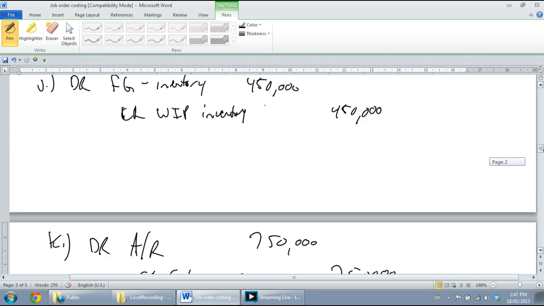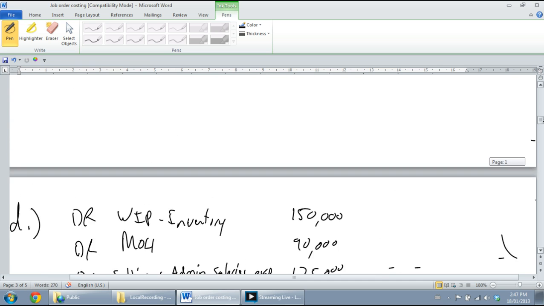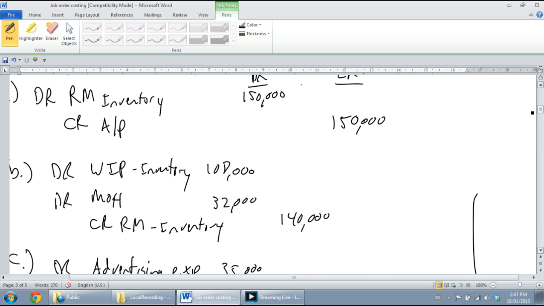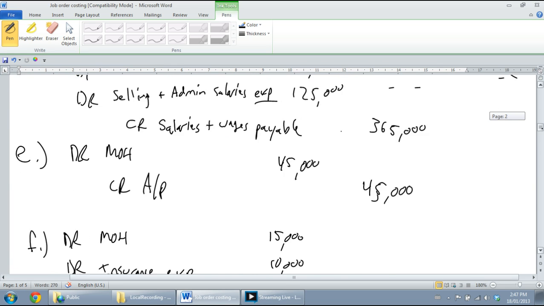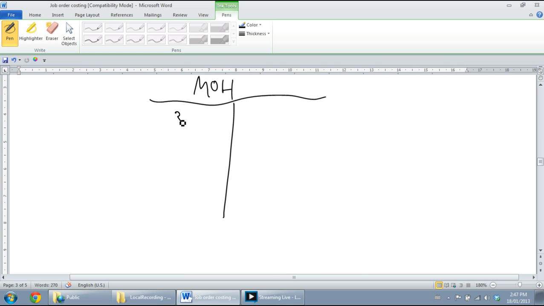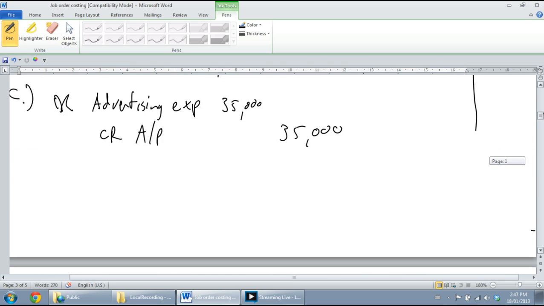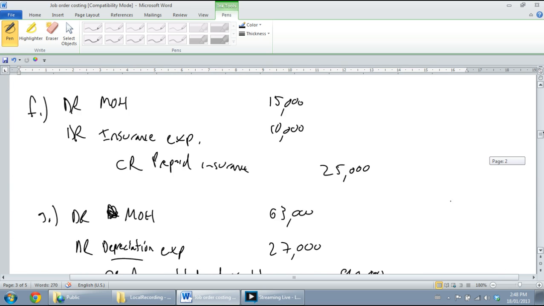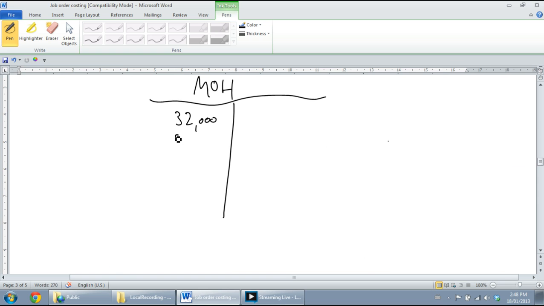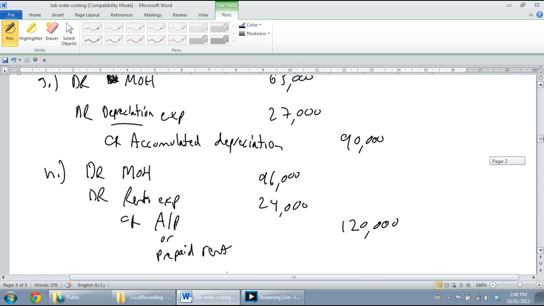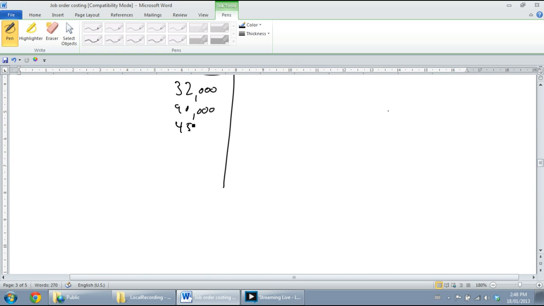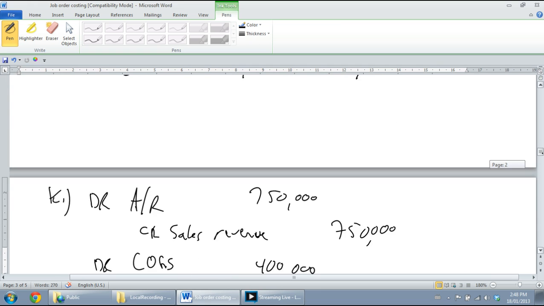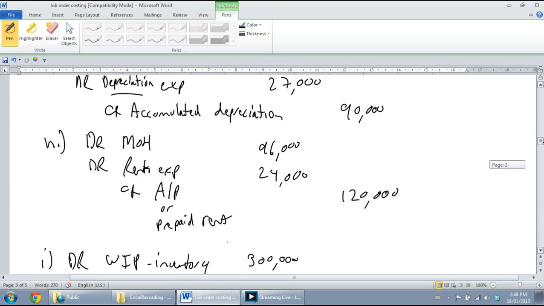Okay, so what do we do in a T account? We fill in our journal entries into the T account. So I'm looking for any journal entry involving overhead. I'll start at the top, journal entry A, and there's no overhead there. Journal entry B, debit overhead 32, so I'll go down here, debit overhead 32,000. I write debits on the left, credits on the right, just like my journal entries. C, no overhead. D, debit overhead 90,000. So based on journal entry D, I'm going to debit my overhead 90. E, debit overhead 45. All right, let's debit overhead 45,000. F, debit overhead 15.